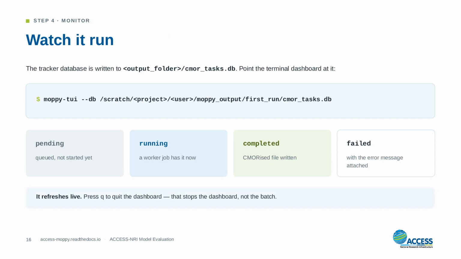Step 4. Check the status. The tracker database is written to cmortasks.db inside your output folder. Point the terminal dashboard at it with moppy-tui. It refreshes live, and shows each variable as pending, running, completed, or failed, with error messages for the failures.